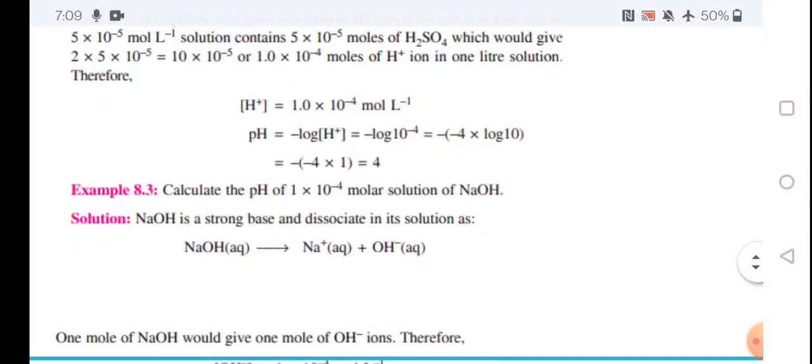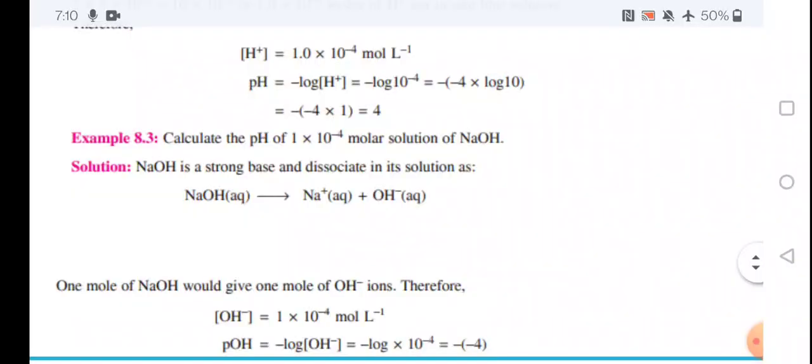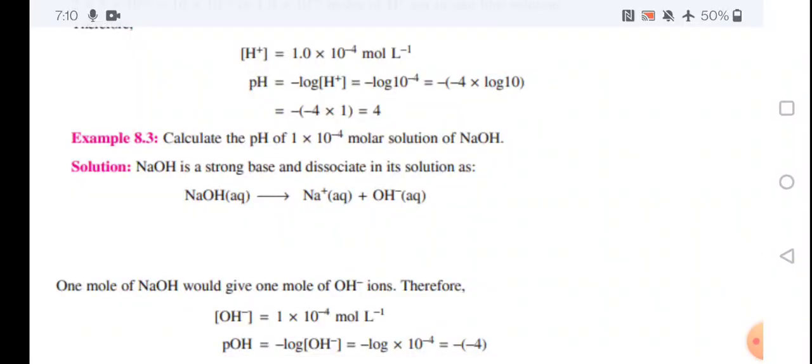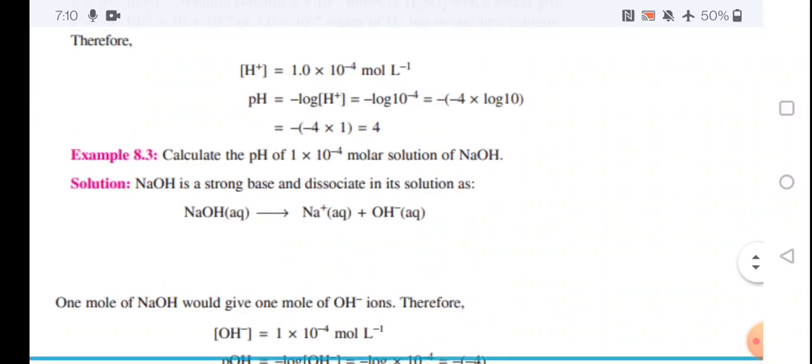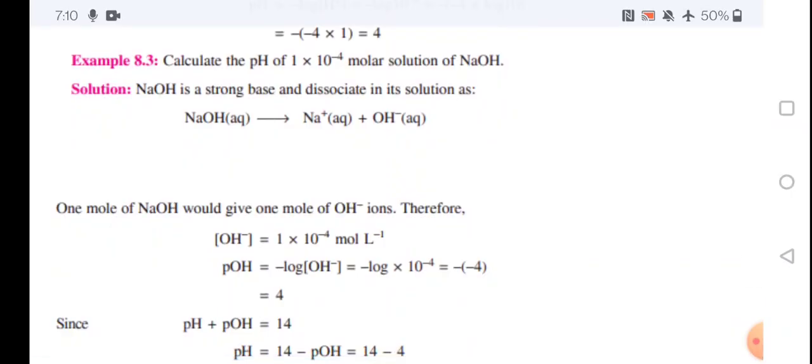See, in the third problem, calculate the pH of 1 into 10 to the power of minus 4 molar solution of NaOH. Here we have to find the pOH, because NaOH is a base, it splits into Na and OH. So here we have only one hydroxyl ion. So we are taking the given value directly, that is, the concentration of OH negative ions is equal to 1 into 10 to the power of minus 4 mole per liter.